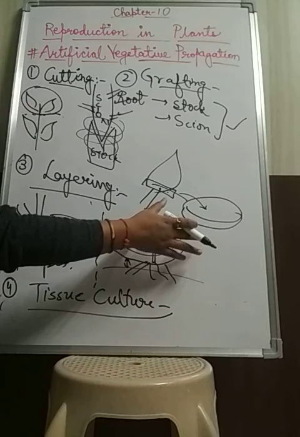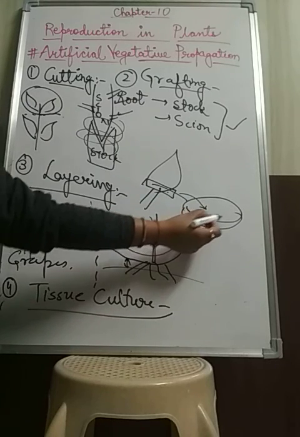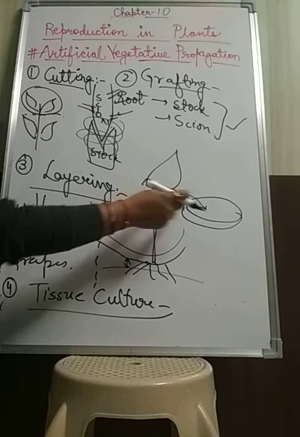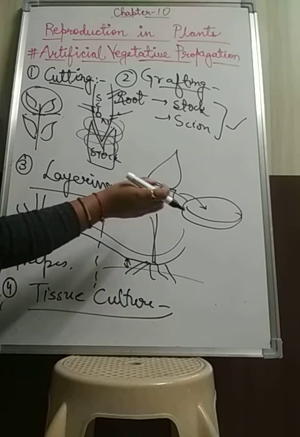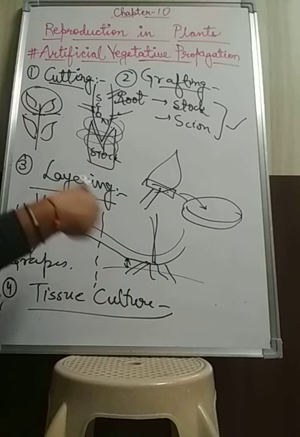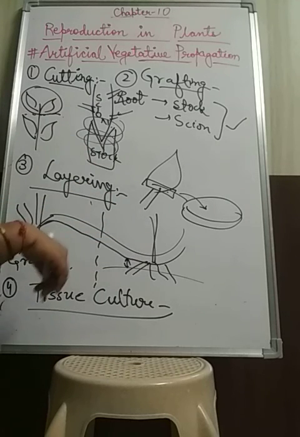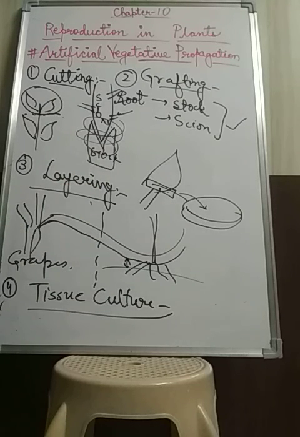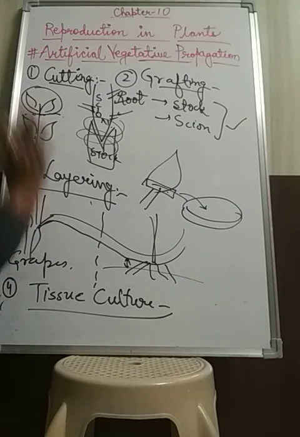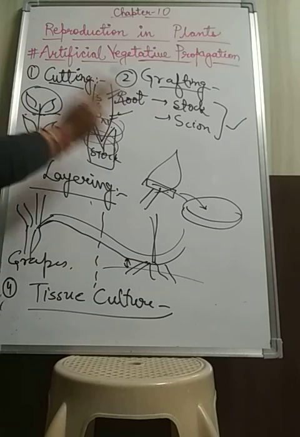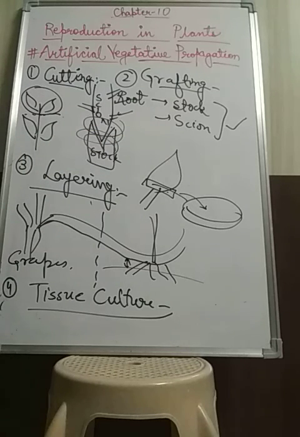Once it develops into plantlets, small plantlets start to develop from the tissues which we get from the plant part. Then these small plantlets are transplanted into the soil in the nursery, and then they can be raised into fully grown plants. Examples are orchids, bananas and chrysanthemums. They are grown using tissue culture. Fine, students. So all these are the methods of artificial vegetative propagation: cutting, grafting, layering and tissue culture.